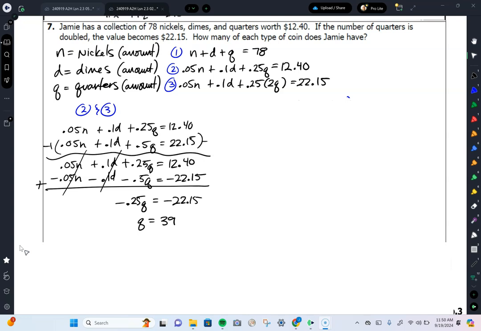Did I write that wrong? Oh yeah, 9.75. It's negative 9.75. I just wrote that wrong in there. Yeah, you're right. That should be negative 9.75.